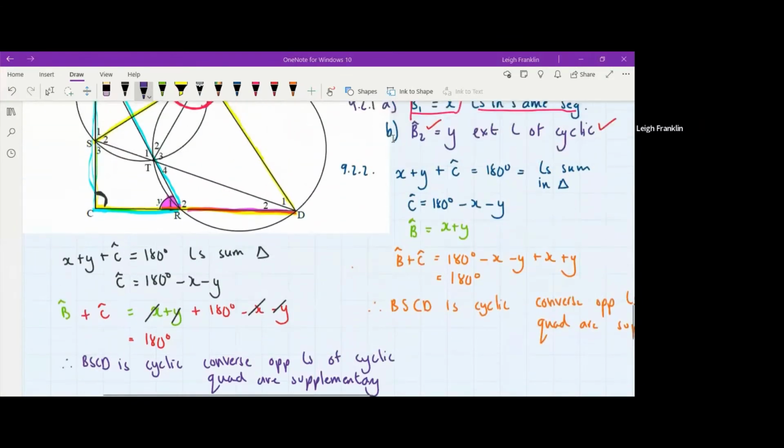Okay, so because I could prove that angle B plus angle C was 180, I've proved that the quad is cyclic. Okay, that was the idea. I can't assume that it's true. I'm trying to prove that it's true. So it's like this, Matrix.